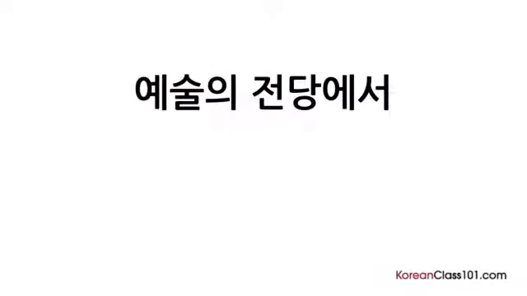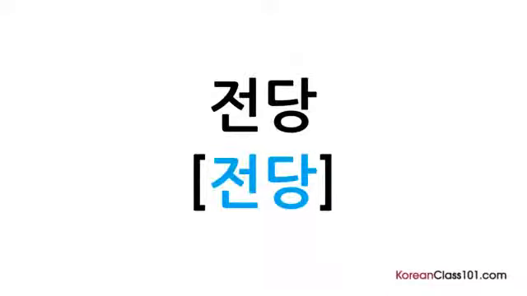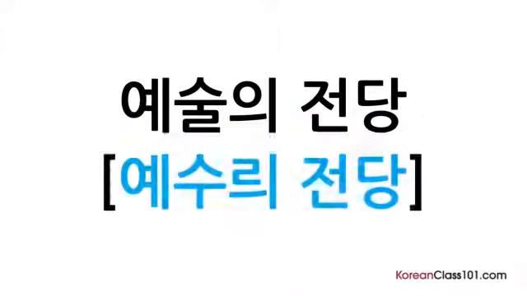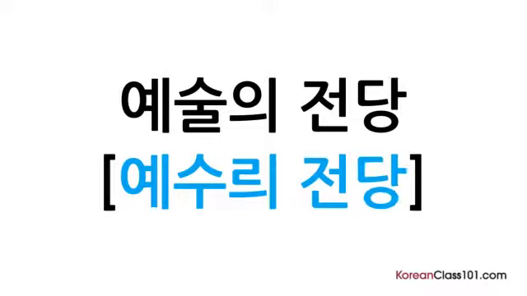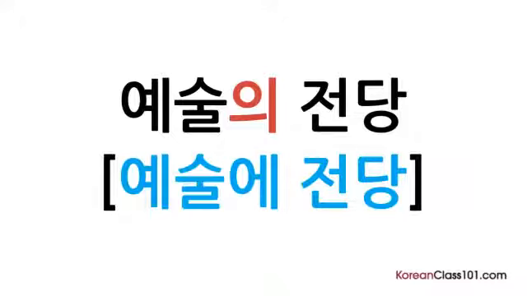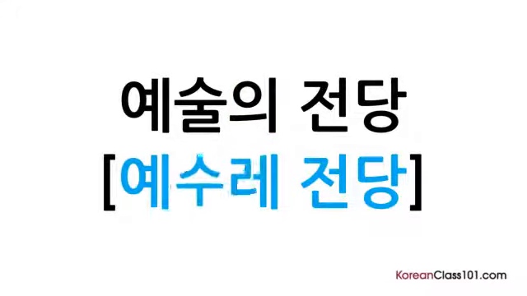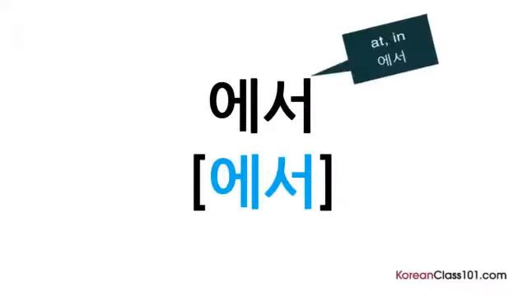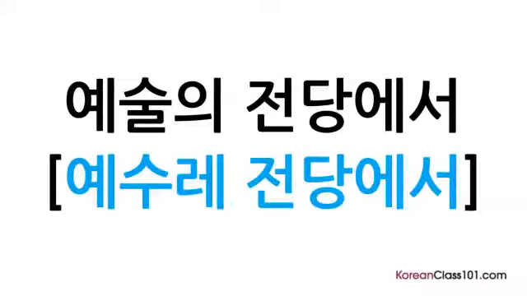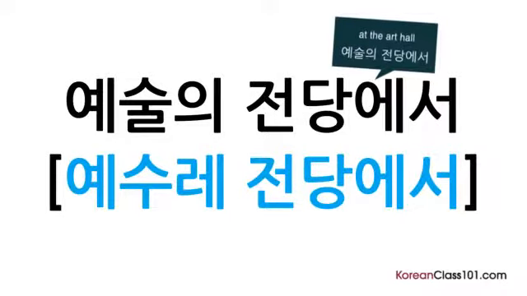Then let's check the next noun, 전당. It's easy, right? It means hall. So 예술의 전당 means hall of the art or art hall. Let's read it one more time. 예술의 전당. But when 의 is used as a particle, it is usually read as 에, because it's easier to say. 예술의 전당. Then what about the last one? 에서. It's the place marking particle like at or in English. So 예술의 전당에서 means at the art hall.